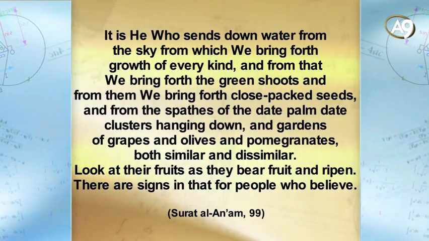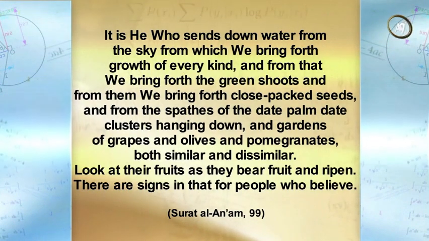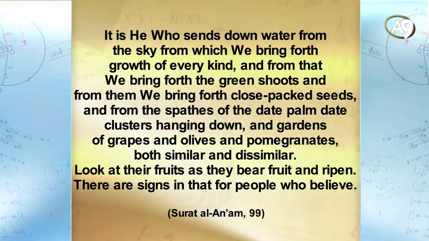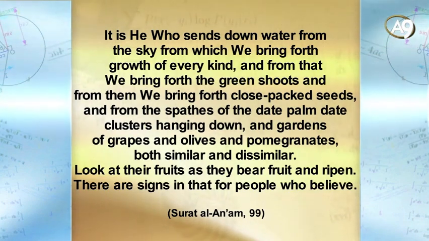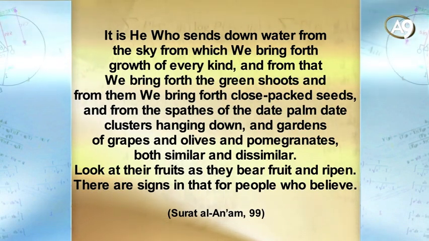It is He who sends down water from the sky, from which we bring forth growth of every kind, and from that we bring forth the green shoots, and from them we bring forth close-packed seeds, and from the spades of the date palm, date clusters hanging down, and gardens of grapes and olives and pomegranates, both similar and dissimilar. Look at their fruits as they bear fruit and ripen. There are signs in that for people who believe.